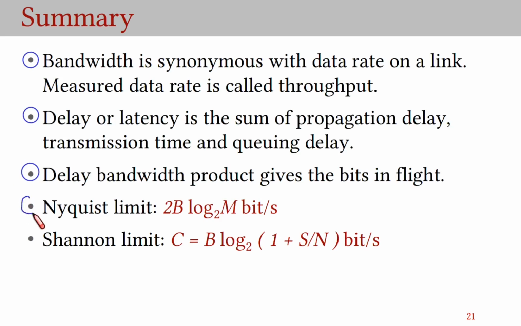We also saw that the maximum data rate that can be sent over a link where the link is perfect, it has no noise, is given by this Nyquist limit, which is twice the bandwidth times log base 2 of m bits, where m is the number of signal levels. And lastly, we saw the Shannon limit of the capacity of a channel in presence of noise, and the capacity is given by the bandwidth times log base 2 of 1 plus the signal to noise ratio.